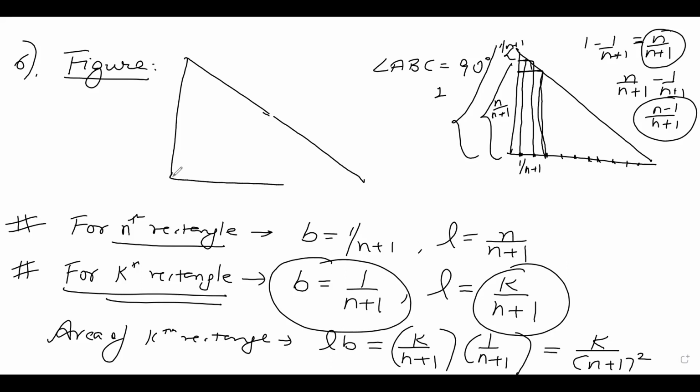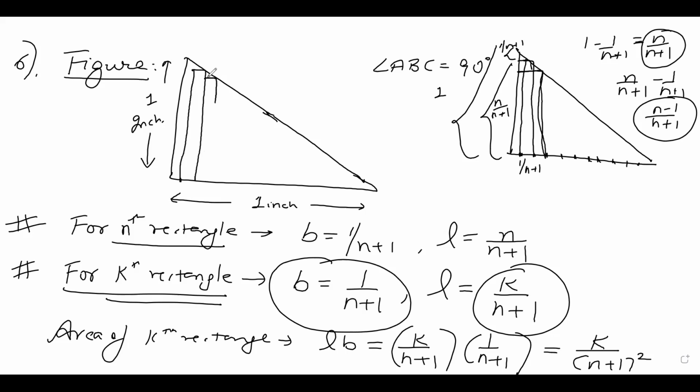Suppose this is my right angle. This is my right angle triangle. Okay, and the sides are of 1 inch each. Okay, and I am drawing rectangles. Okay, leaving the first one. So you can clearly see the rectangle which we are drawing. Okay, these are all rectangles, and how many rectangles can I draw?